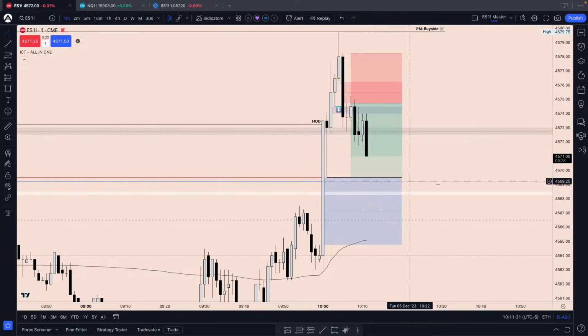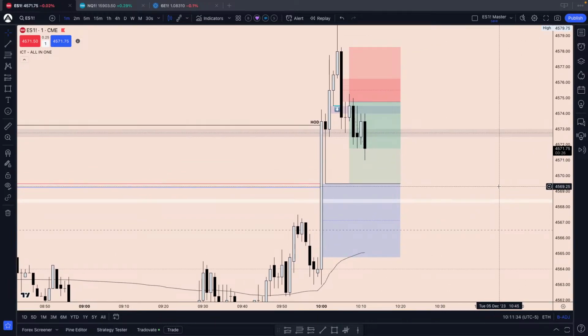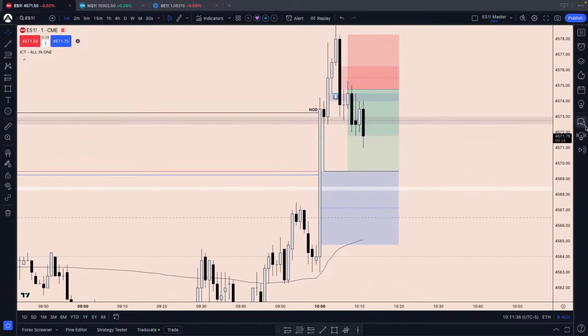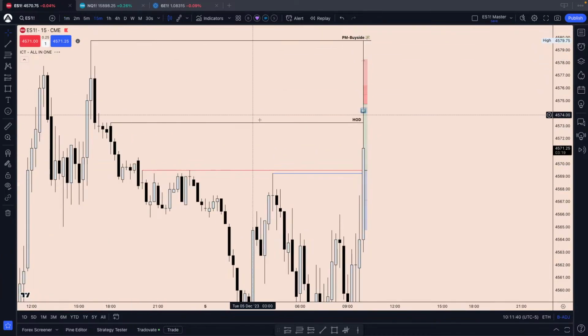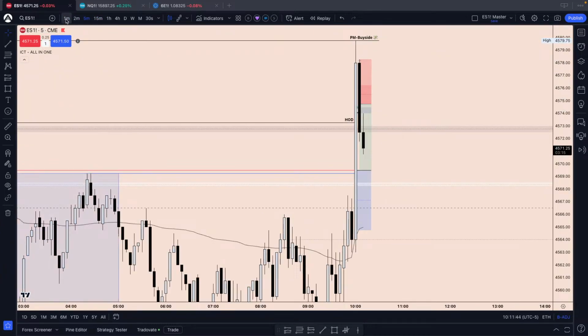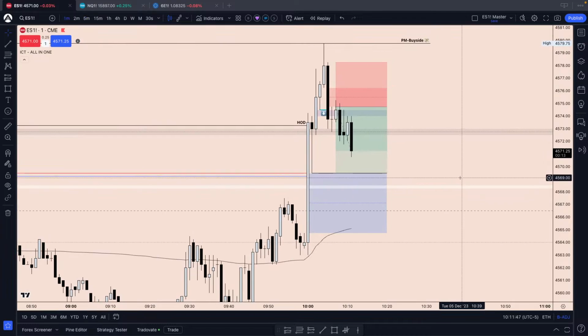Let's see if we get the first close below the new day opening gap. Looks like it. Right now we're inside that 5-minute. Let's take a look at the 15. The 15-minute candle didn't close just yet. It's going to happen within the next 3 minutes.